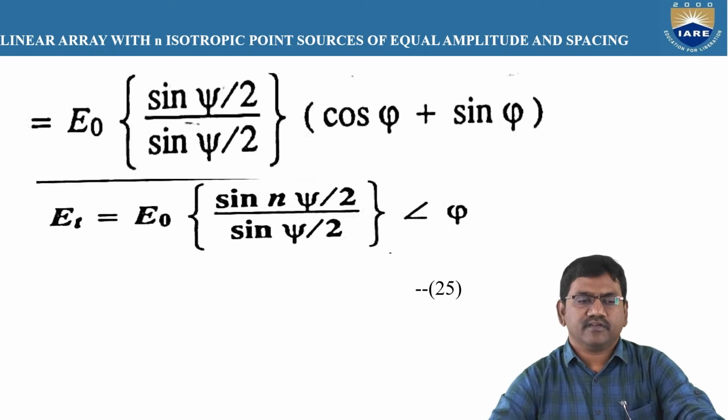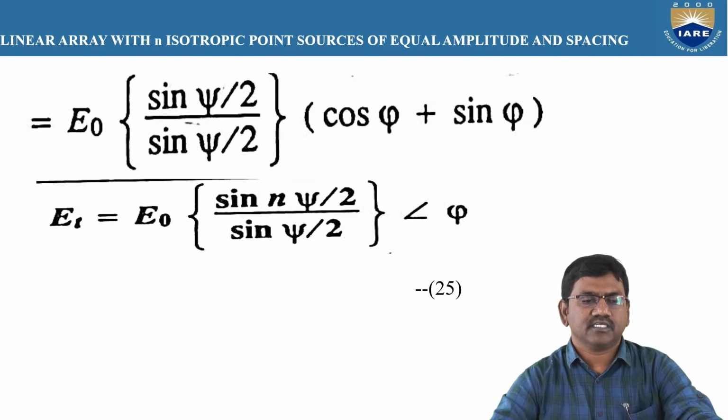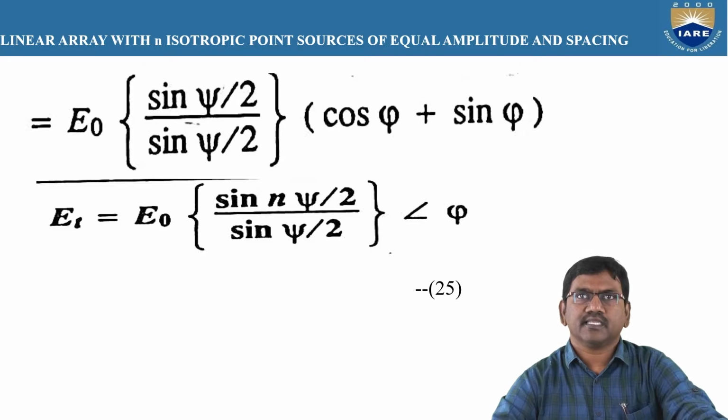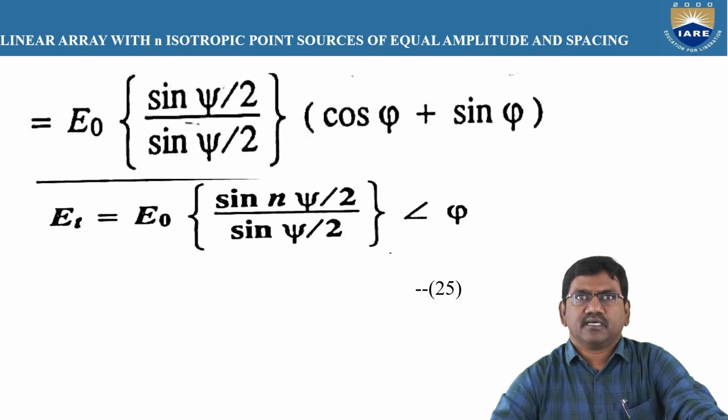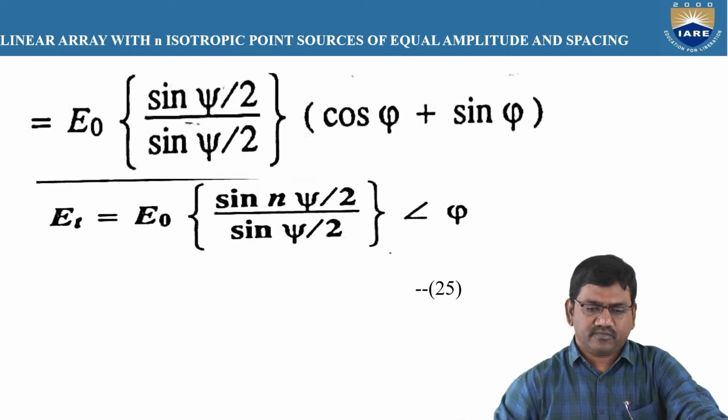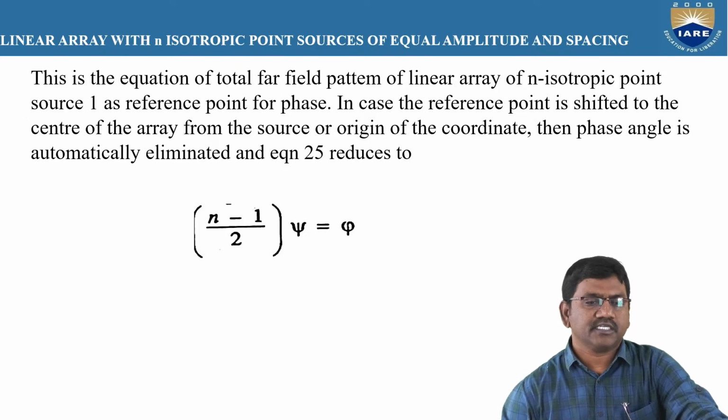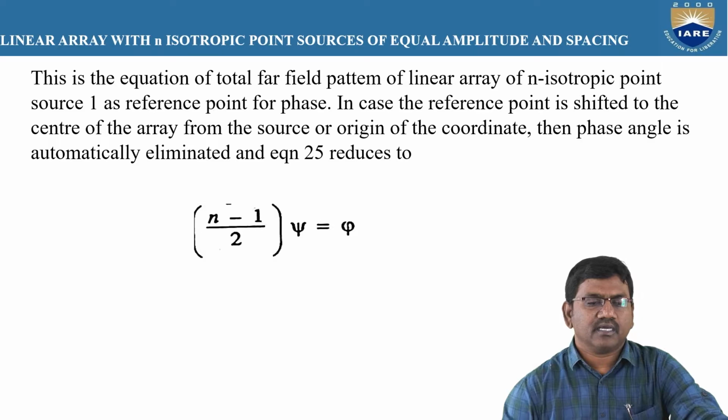As we have seen in the earlier video, we will continue from there. There is the linear array with n isotropic point sources of equal amplitude and spacing. We got the final expression as Et is equal to E naught into sin n psi by 2 by sin psi by 2, angle phi, where phi is taken as tan inverse of b by a, that is (n minus 1) into psi by 2.